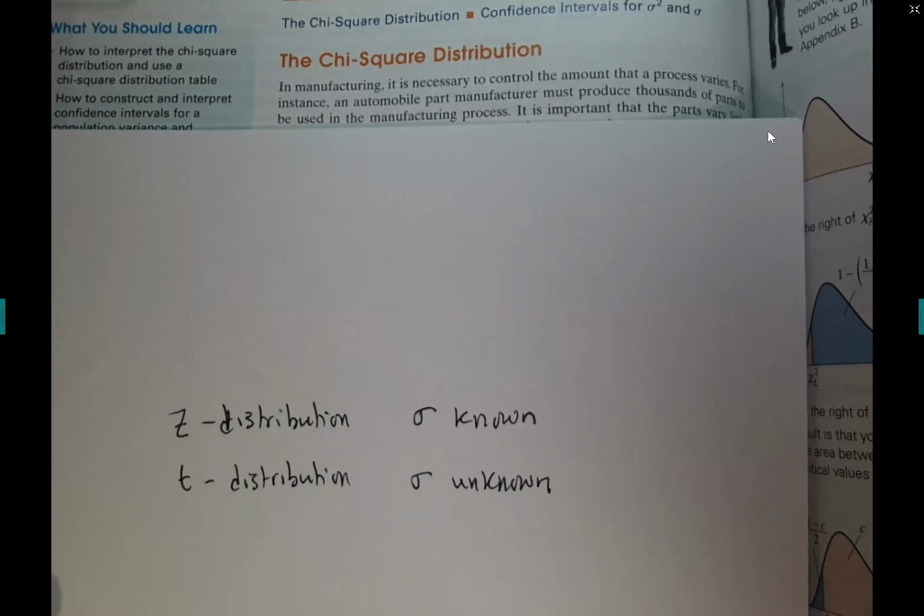When he says assume that population standard deviation is 10, for example, that means he's given you population standard deviation. But when he gives you a sample of size 13, has a mean of 5 and a standard deviation of 2, he's given you S, not sigma. So then it's a T distribution.